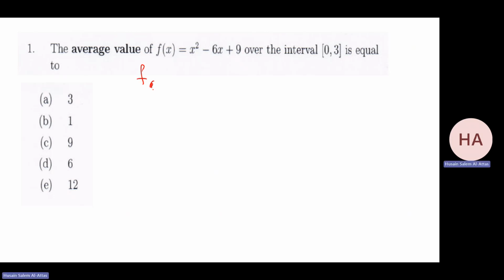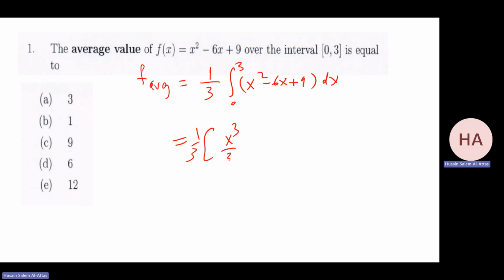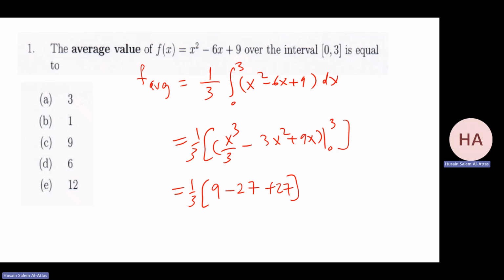So it will be f average, 1 over 3 integral from 0 to 3 of x squared minus 6x plus 9 dx. Matter of calculation: 1 over 3 times x cubed over 3 minus 3x squared plus 9x from 0 to 3. That gives me 1 over 3 times 9 minus 27 plus 27 minus 0. When I substitute 0, getting 0. So this is 9 over 3, which is 3. Since this, which is very easy.